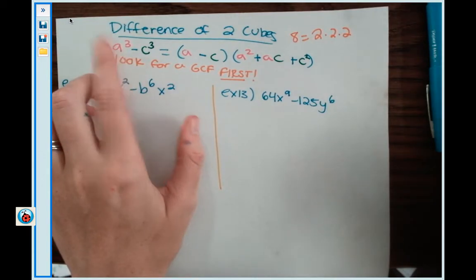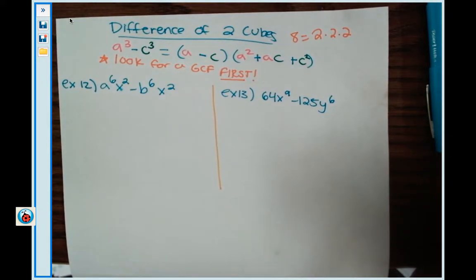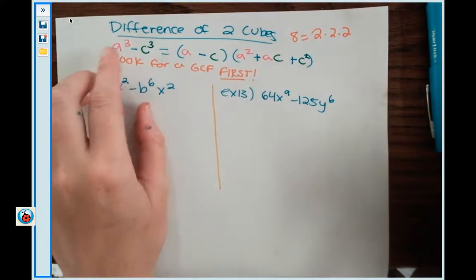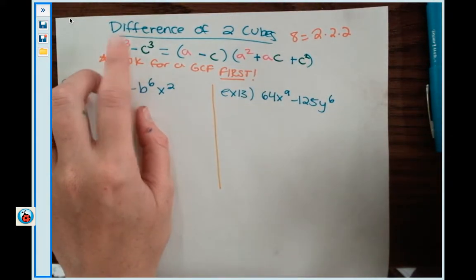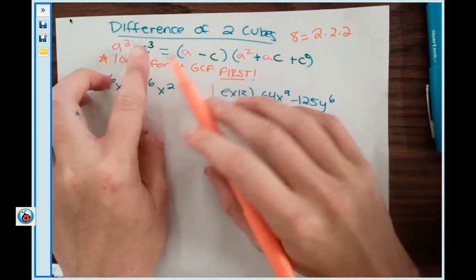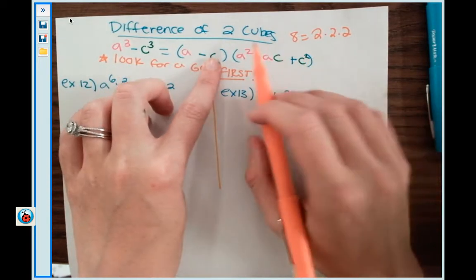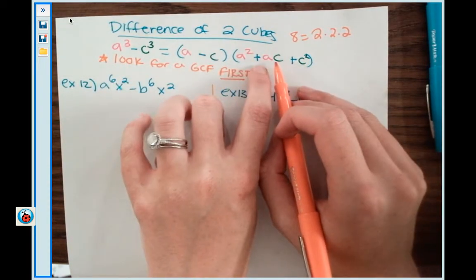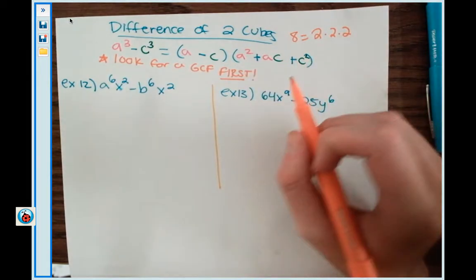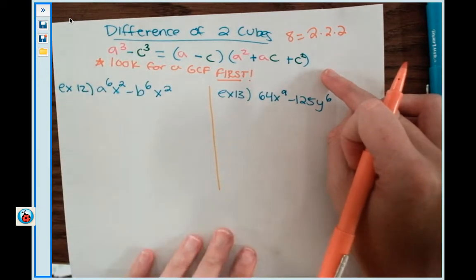Okay, so if you see two perfect cubes that are subtracting, you can factor using a difference of cubes. It's a formula. What we're going to do is take the cube root of each term, which I'll explain how to do, and that will give us our A and our C. The formula will be A minus C. Then we're going to square the A, multiply the A to the C, and then add it to the C squared. So this is the formula after we cube root each term.